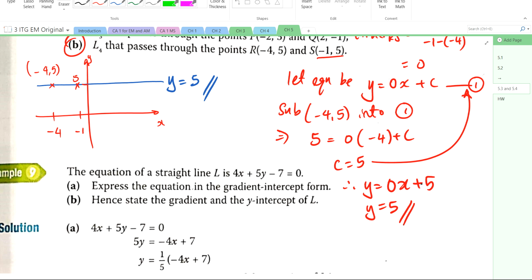I saw some of you write down the gradient as undefined. You are already confusing between 0 divided by something versus something divided by 0. There's a difference between a horizontal and a vertical line. One is flat ground, very easy to walk. The other is a vertical wall, cannot walk on it.